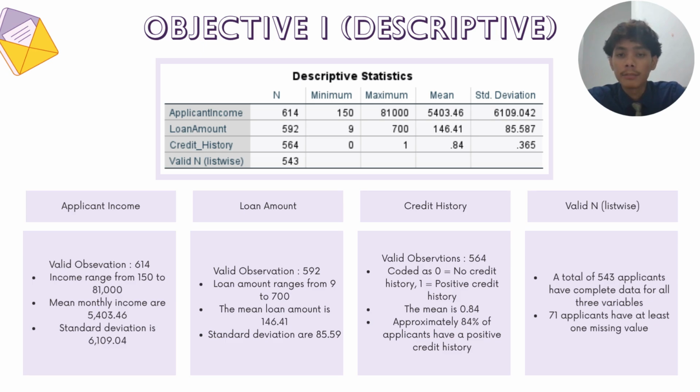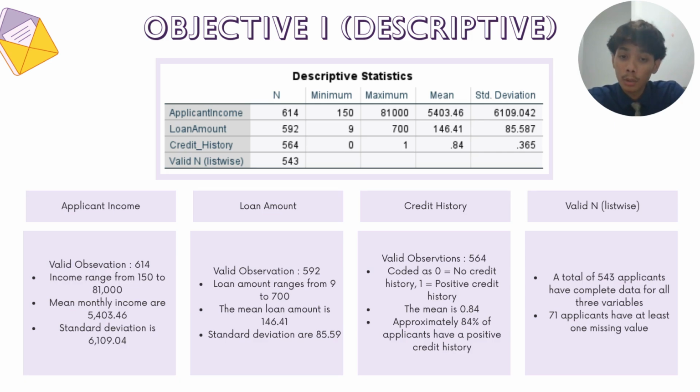There are 614 valid observations for applicant income. The monthly income ranged from 150 to 81,000 with an average or mean income of 5,403.46. The standard deviation is 6,109.04, indicating a wide variation in applicants' monthly income. This suggests that the dataset includes applicants from both low income and high income groups.